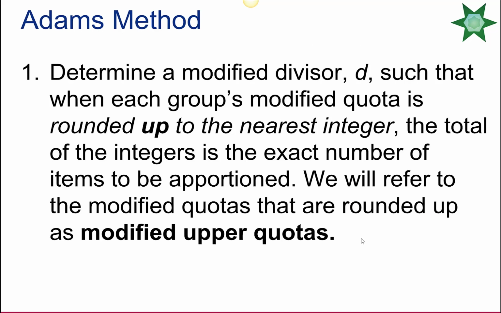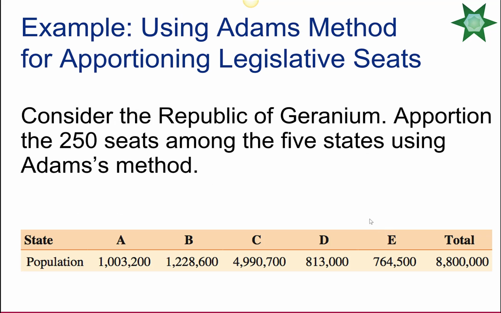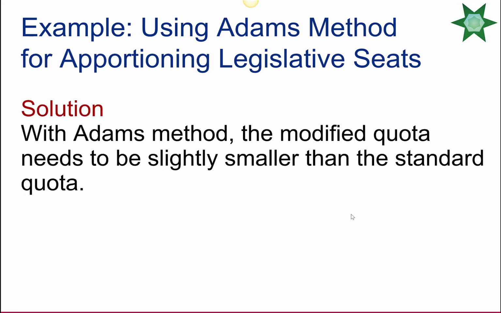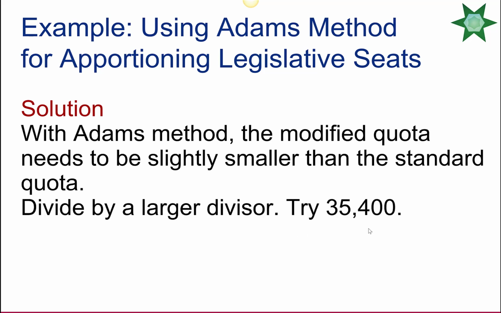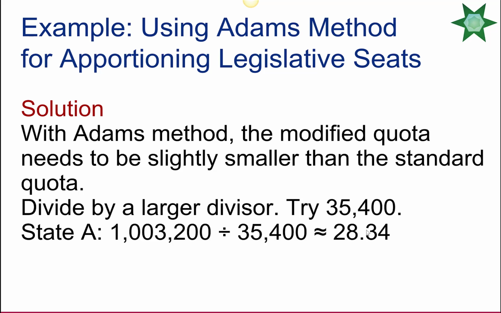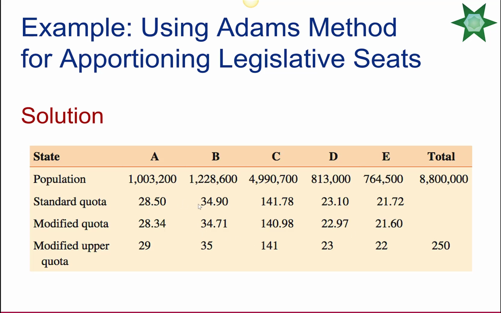In Adams' method, we use a modified divisor now and round up to the nearest integer. So we're going to go back to the Republic of Geranium, and now you want to use a modified quota. With the Adams method, the modified quota needs to be slightly smaller than the standard one, so you're going to use a slightly larger divisor. We're going to try 35,400. And that's shown on the table here. These are the standard quotas, and then we're going to use that modified 35,400. And again, we round up, so we have 29, 35, 141, 23, 22, and we've done our allocation of 250 seats.